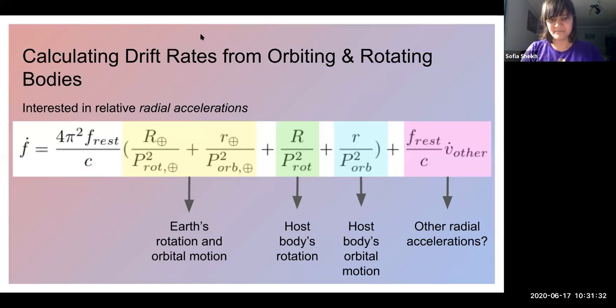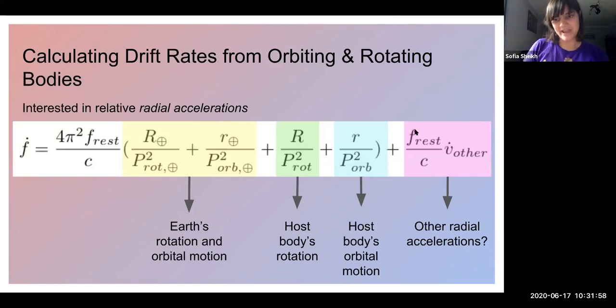The terms in blue and green here are the contribution to the drift rate that you get from the host body just rotating, and the contribution that you get from the host body orbiting around something else. So those two are completely unknown when we just point our telescope at something. And those are the ones that we want to try and constrain based on what we know about exoplanets.